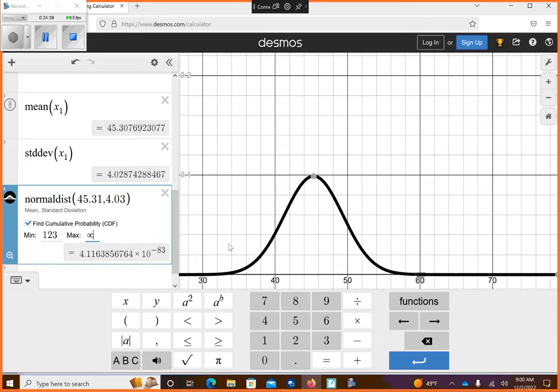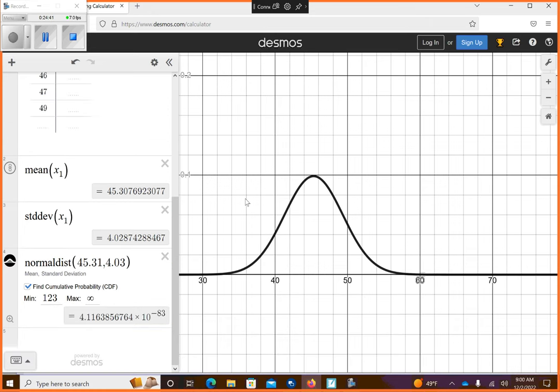So Dad, the statistician, says, really? 123 shots on goal. I've been tracking your data, and the probability that you did 123 shots on goal as a team during that game is 4.1 times 10 to the negative 81st power percent.